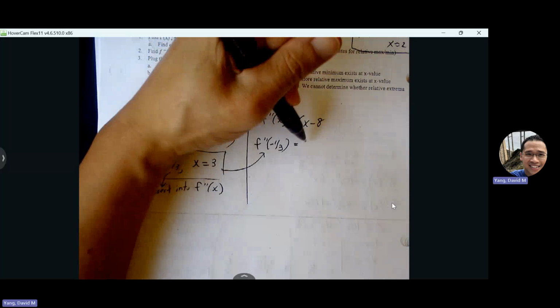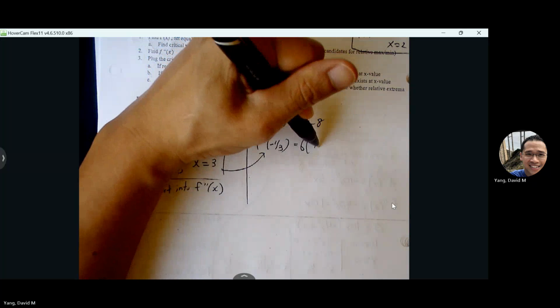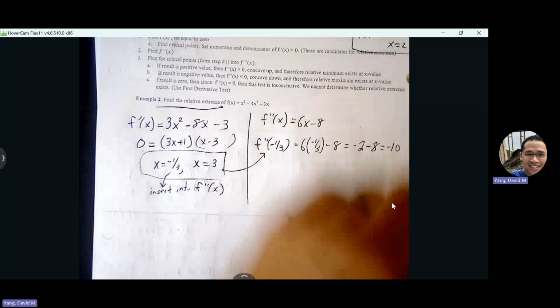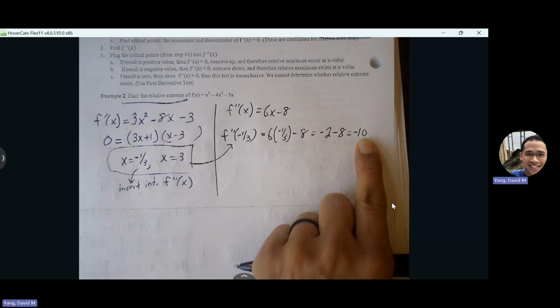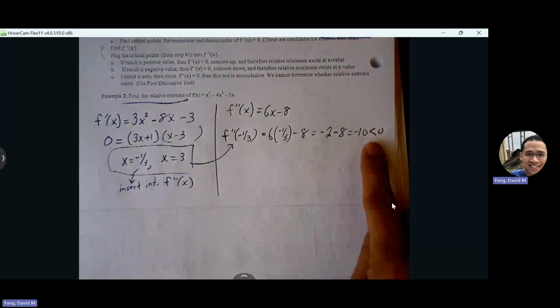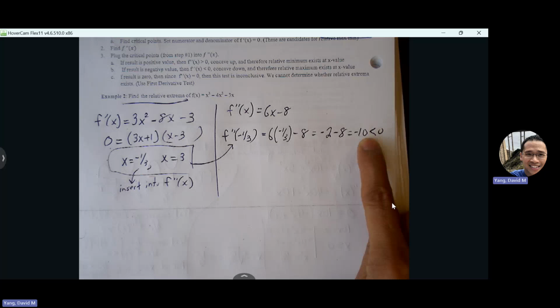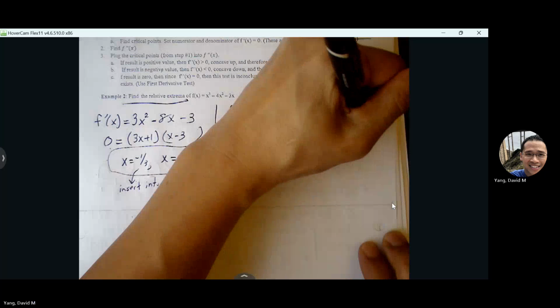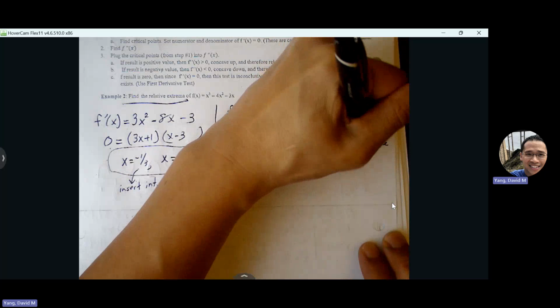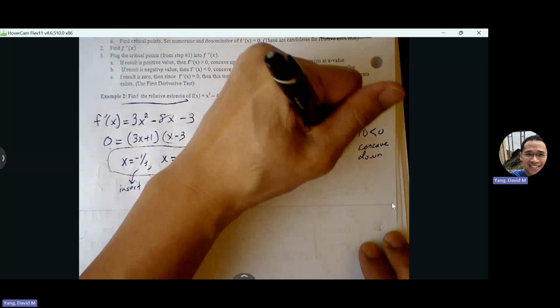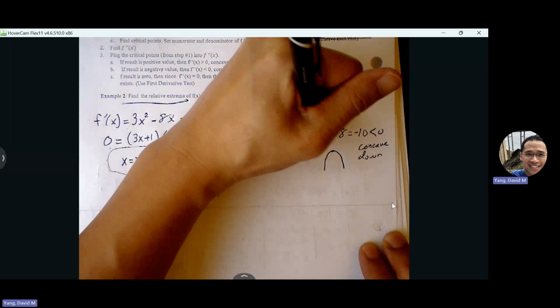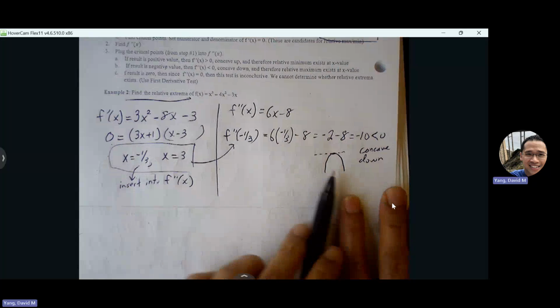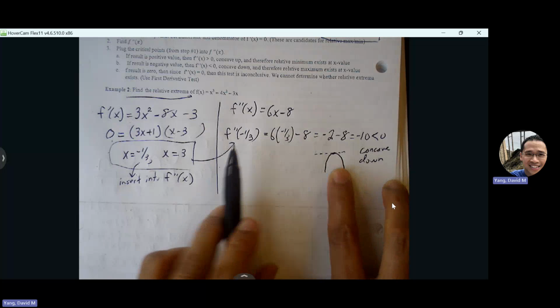For x equals -1/3, I get -2 minus 8, which is -10. That -10 doesn't really matter. It's the fact that it's negative. That just means the graph is concave down at that place, and that place has a slope of 0. What can we conclude? There must be a relative max at -1/3.